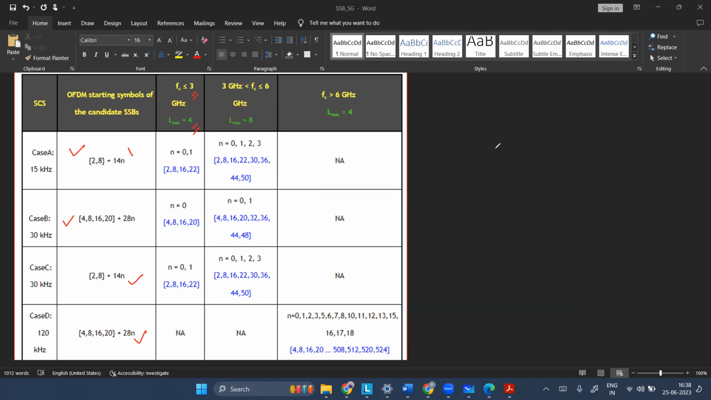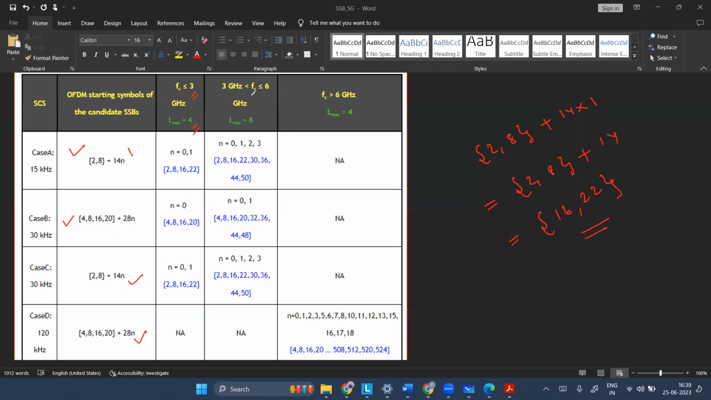It's very simple. Let me show you. So {2, 8} plus 14 times n. So {2, 8} plus 14: if you add 2 plus 14, this is 16. This is 8 plus 14, this is 22, right? This is how it is working. If you put 0 here, this becomes 0, and 2 and 8 are the only possibilities.